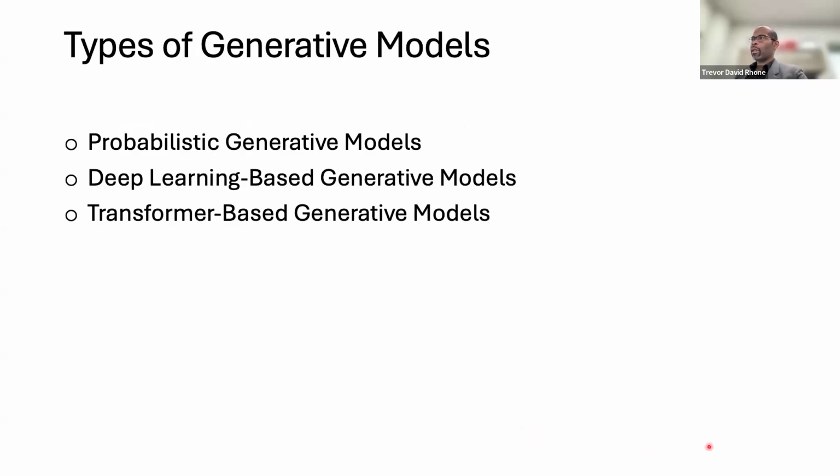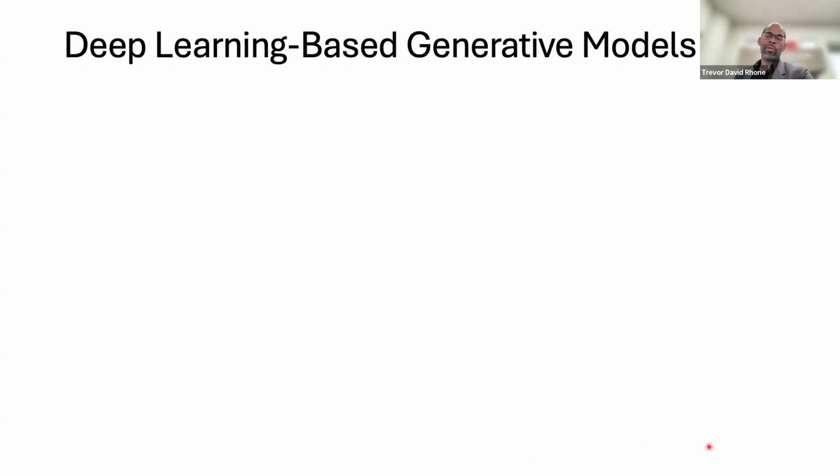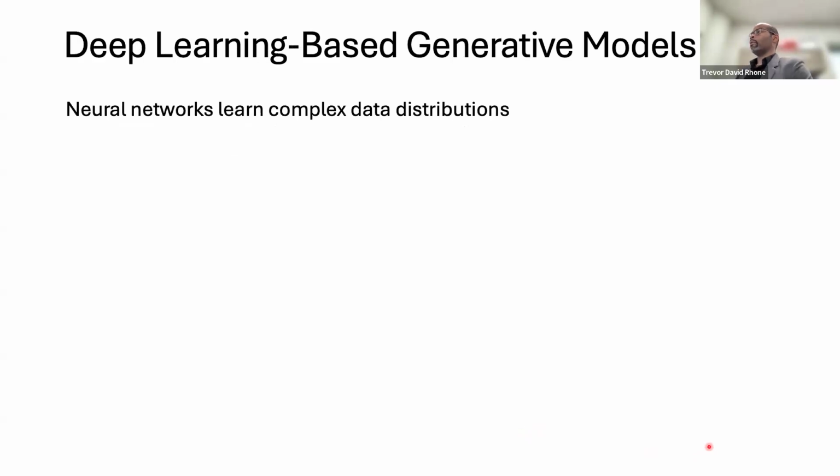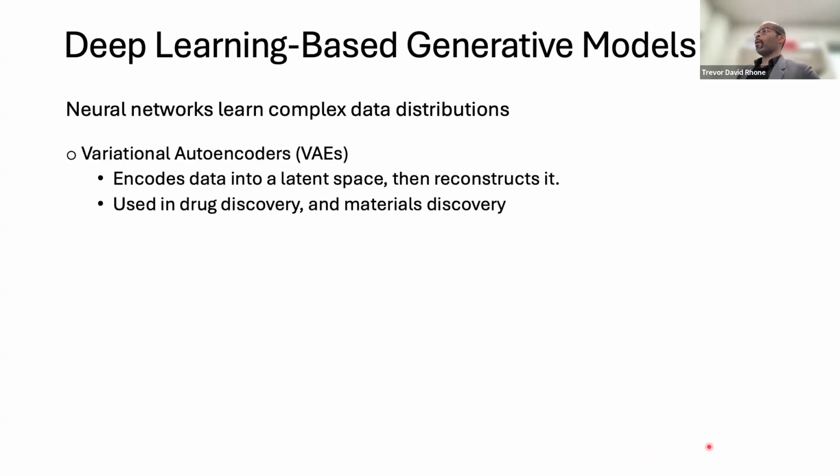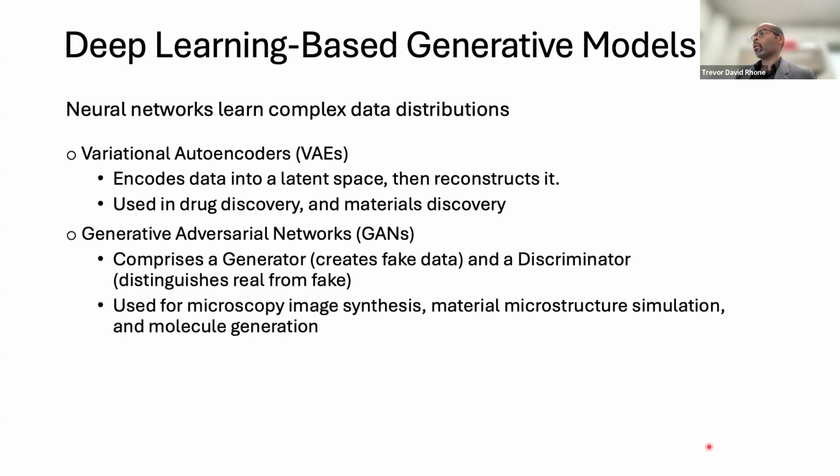There are maybe 3 broad classes of generative models: probabilistic generative models, deep learning based ones, and transformer based ones. You all have probably used transformer based ones by using ChatGPT. For deep learning ones, you basically take a neural network, which learns some complex data distribution. Particularly, you use a variational autoencoder, which encodes data into latent space and reconstructs it. This is often used in drug discovery and material discovery. Then there are GANs, or generative adversarial networks, used for image analysis and molecule generation. They're typically tough to train and work with, so we'll focus on VAEs for this tutorial.